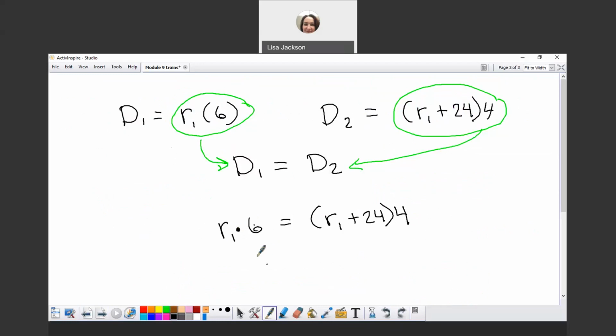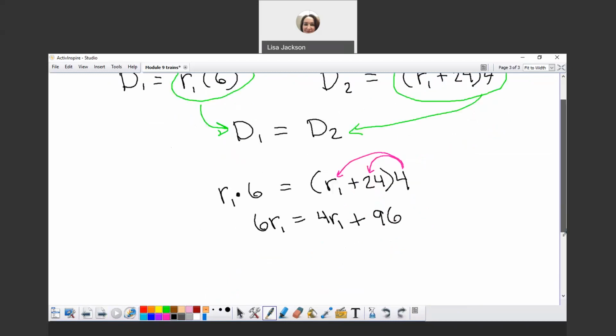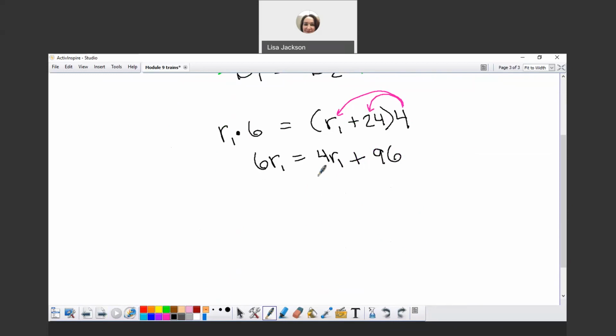Simplify. R1 times 6 is 6R from the first train. This requires distribution to be able to remove the parentheses. So we have 4 times R is 4R from the first train. 4 times 24 is 96. So we have an equation with one little variable. We're going to simplify this thing. We do that by whatever we do on one side of the equal sign, we do the same thing on the other. I'm going to get my R term over here.